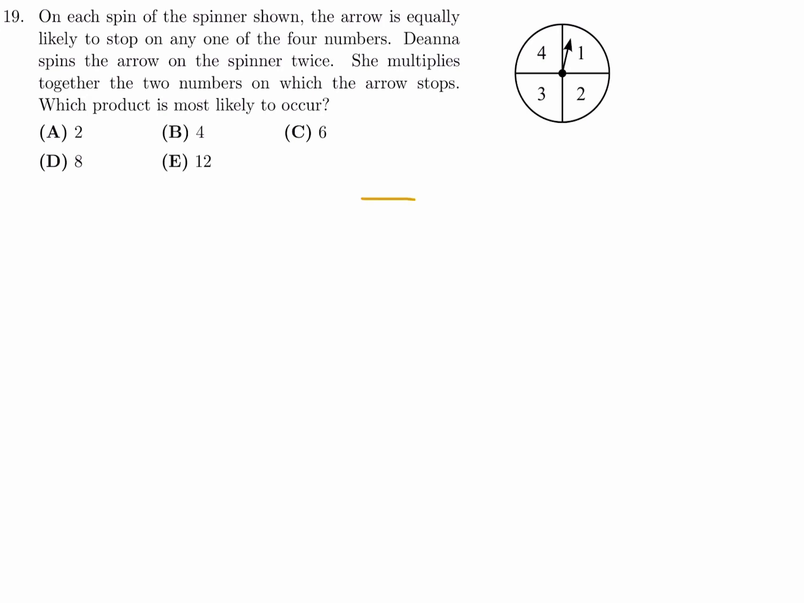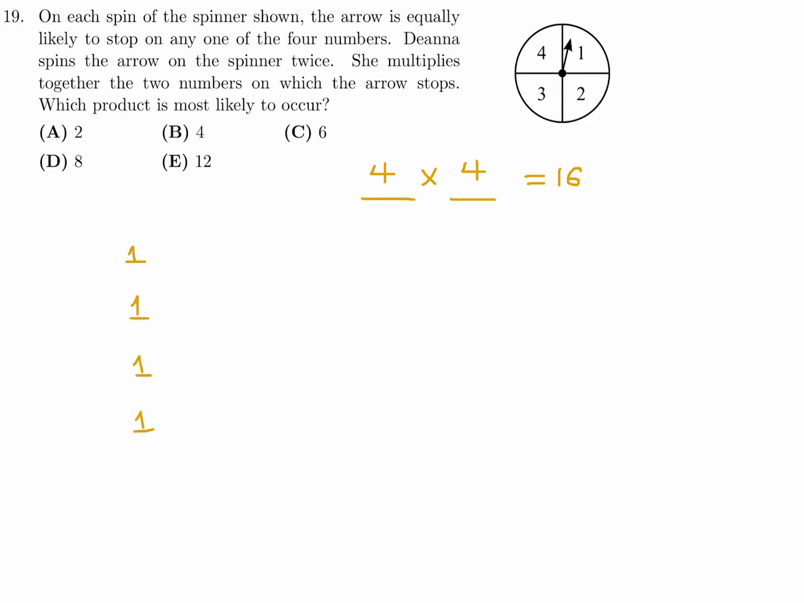Well, the first time you spin it, it's got to have any of those four numbers, and the second time you spin it, again, it's going to have any of those four numbers. So there's a total of 4 times 4, 16 possible outcomes in terms of the two numbers that will result. Since there's 16, which isn't really that many, I can write them all out.